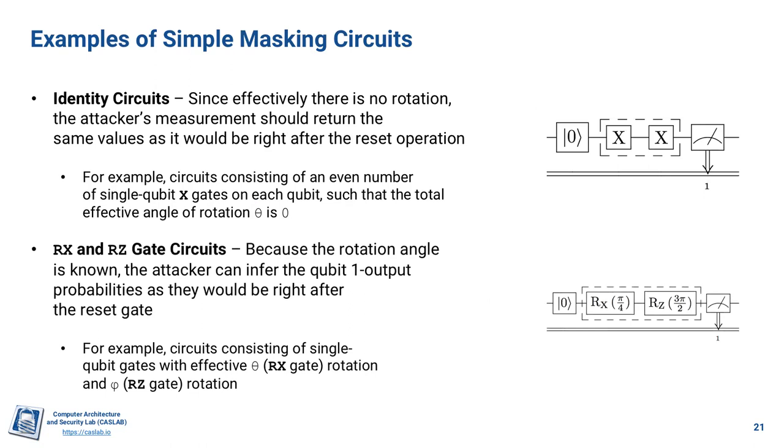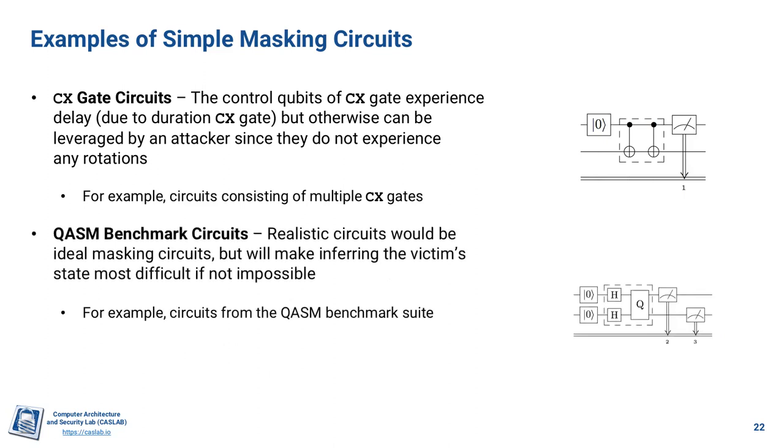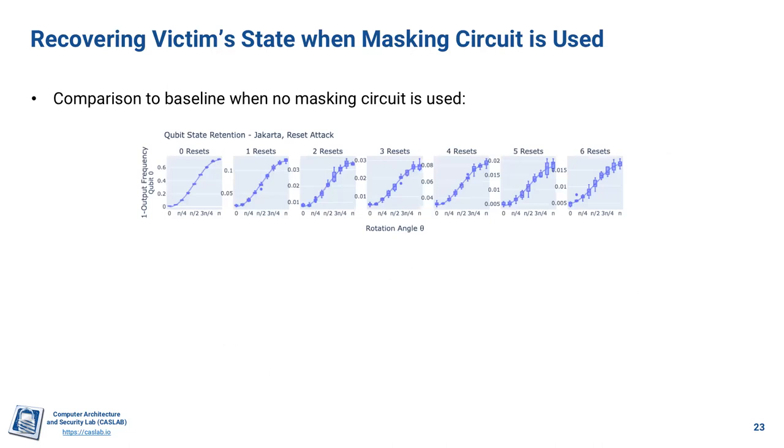We tried to put different circuits between the reset and the measurements, and since they're invertible, you can try to recover the information before the circuit. Things like identity circuits, different single qubit RX and RZ gate operations that rotate the qubits by different angles. We also looked at some two qubit CNOT gate circuits, and then we tried using some actual circuits from the QASM benchmark. So this would look most interesting.